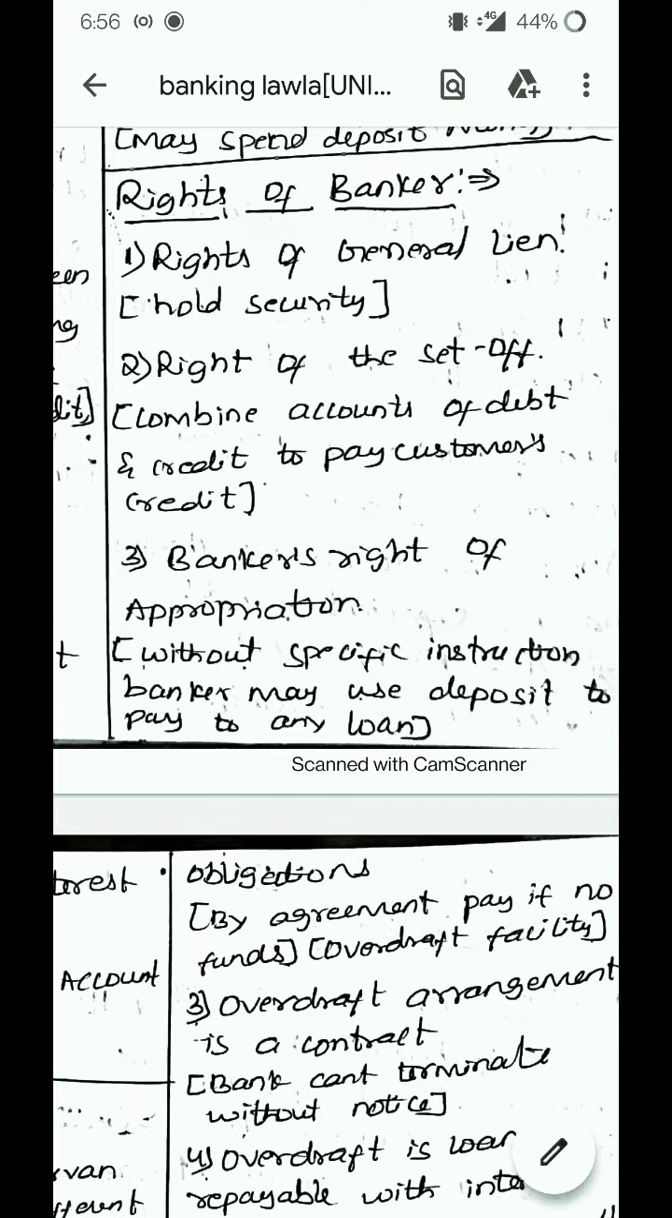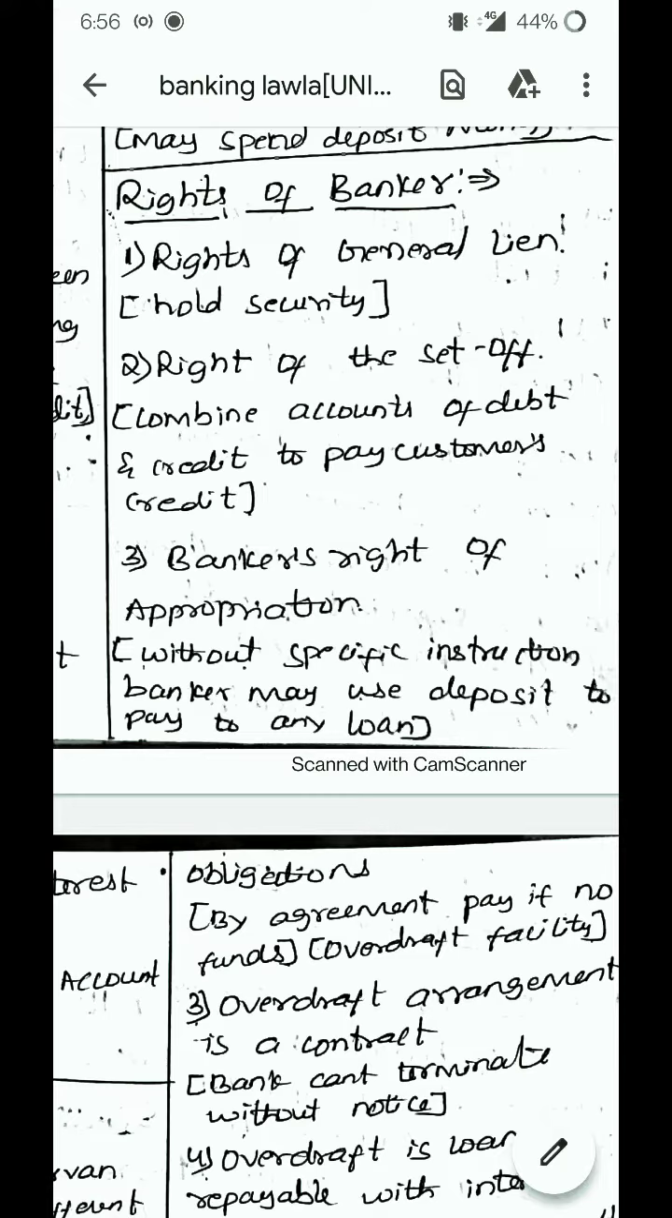The next right is the right of set-off. If a customer has more than one account in that bank, then the bank has a right to combine both of those accounts. If one account has a credit balance and the other account has a debit balance, to match it off, the bank can combine both of his accounts and pay off his debt.